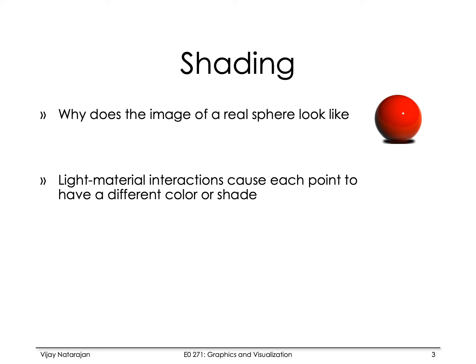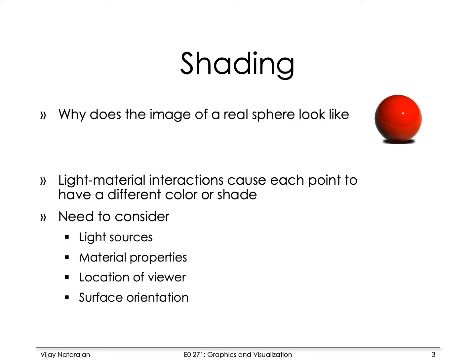The reason is that light interacts with the object at different points differently based on several considerations. What are they? The light source, its location, and so on. The properties of the material. Is this a shiny ball? Is this a dull ball made of some material that does not reflect light as much? Where is the viewer located? What is the orientation of the surface? The geometry of the surface? And so on.